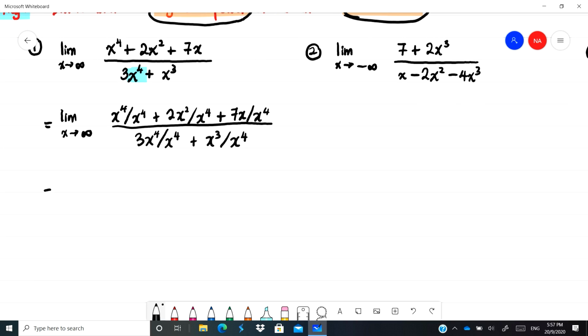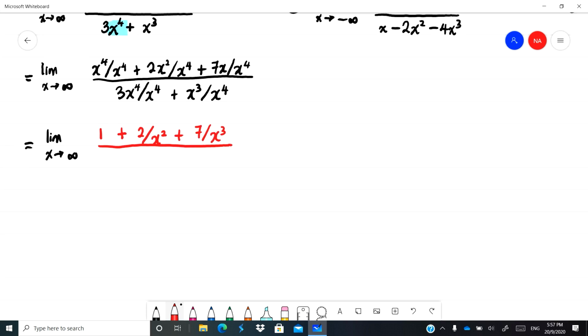Now we'll have to simplify it first. So, limit as x approaches positive infinity. x to the power of 4 divided by x to the power of 4 will get 1. Next, 2x squared divided by x to the power of 4, so we'll get 2 over x squared. The last one will have 7 over x to the power of 3. The whole thing will be divided by 3x to the power of 4 divided by x to the power of 4, which gives 3, plus x to the power of 3 divided by x to the power of 4, which gives 1 over x.